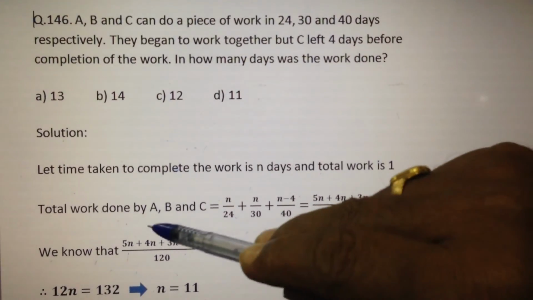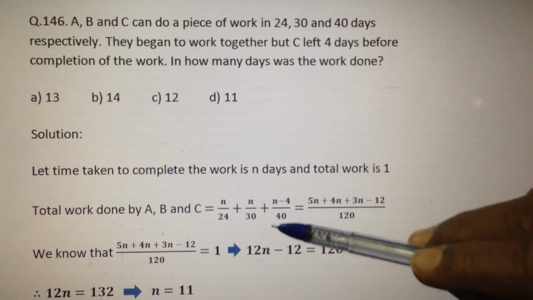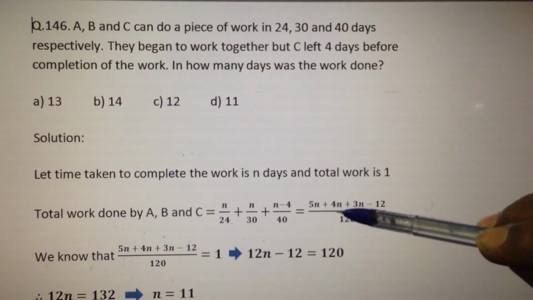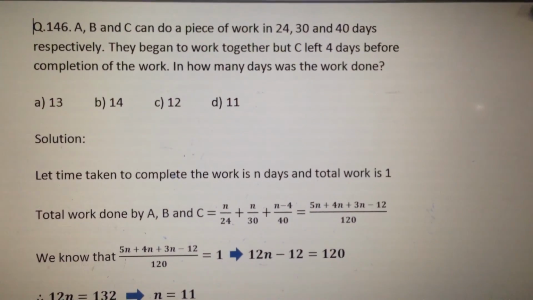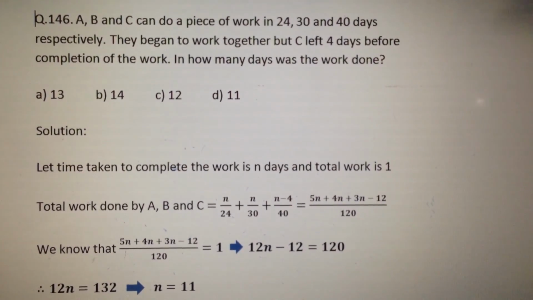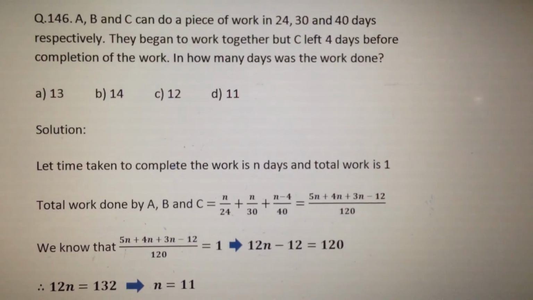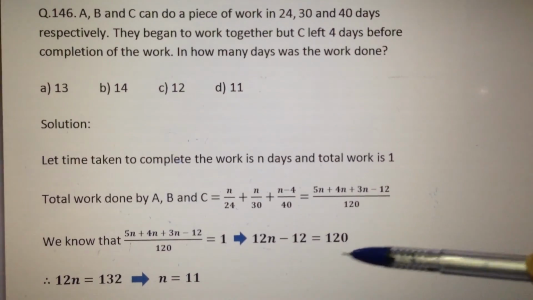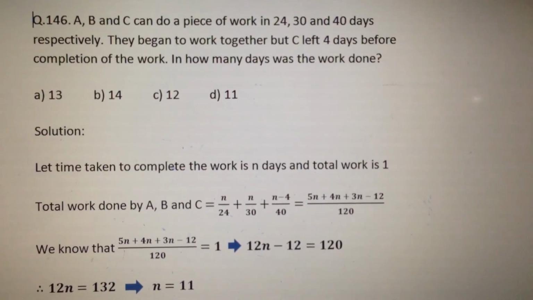Therefore, total work done by A, B and C is equal to n by 24 plus n by 30 plus n minus 4 by 40, which is equal to 5n plus 4n plus 3n minus 12 by 120. We know that total work is equal to 1. Therefore, this entire expression is equal to 1. That means 5n plus 4n plus 3n minus 12 by 120 is equal to 1. And 12n minus 12 is equal to 120. Therefore, n is equal to 11. Okay, let us move on to the next question.